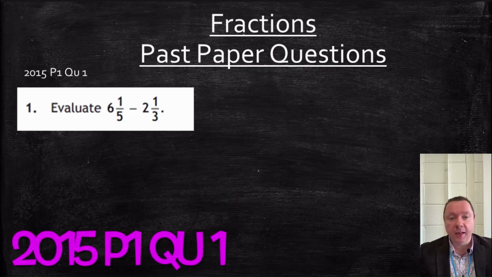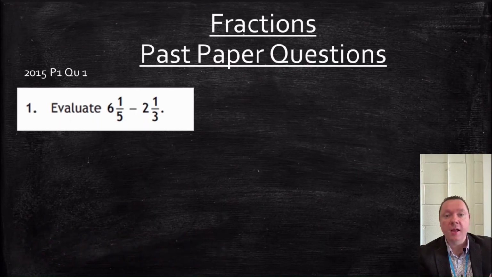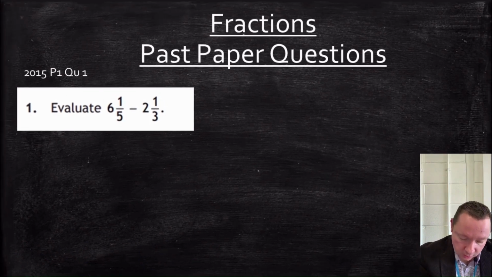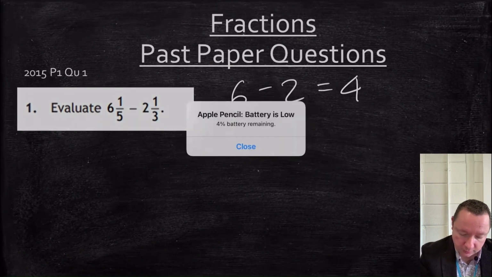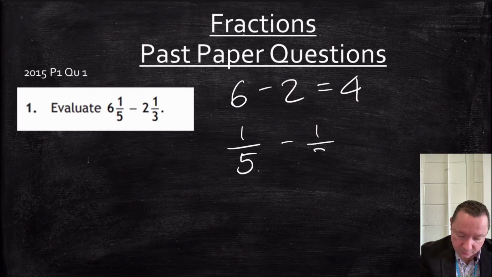6 1/5 minus 2 1/3. So the first thing I'll do is I'll deal with the whole number parts. So I do 6 take away 2 and I get 4. Now I can do a fifth minus a third. Common denominator is 15.